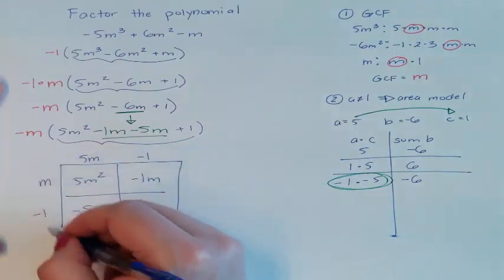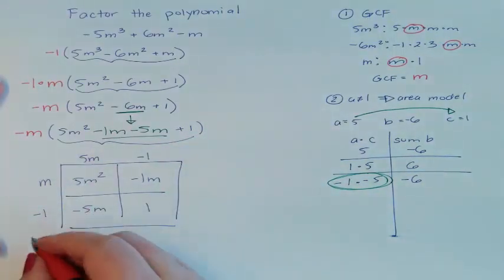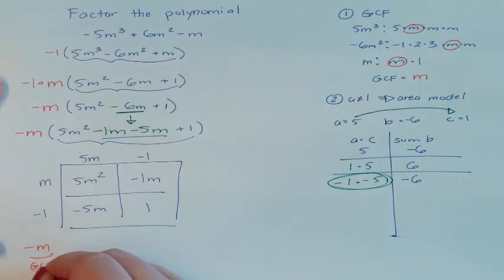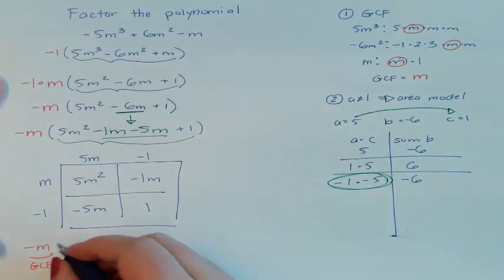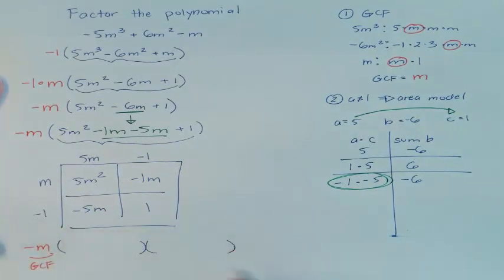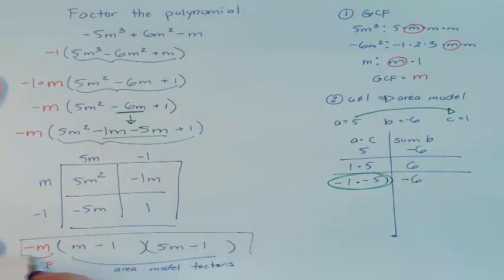So now that I've done my area model, our final answer always starts with the GCF first, and then we need to put the 2 parentheses that our area model gave us. So this is m minus 1, and that is 5m minus 1. So these came from the area model. And this right here is your final answer, and you're done.